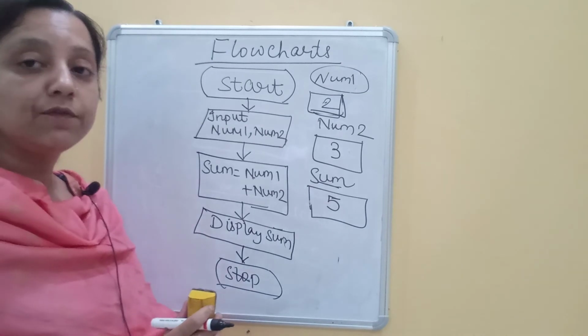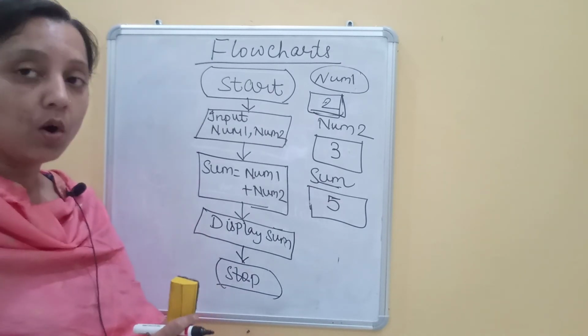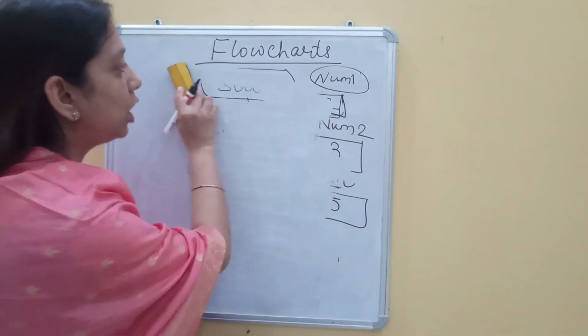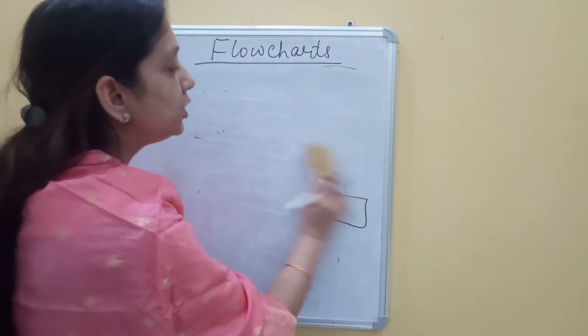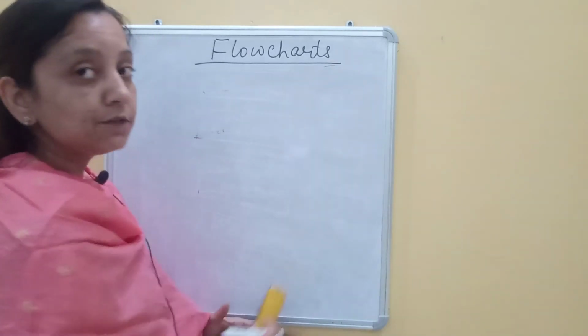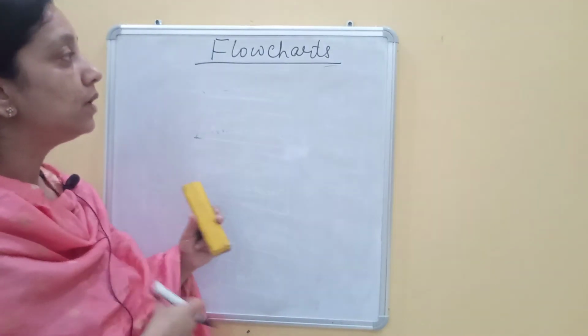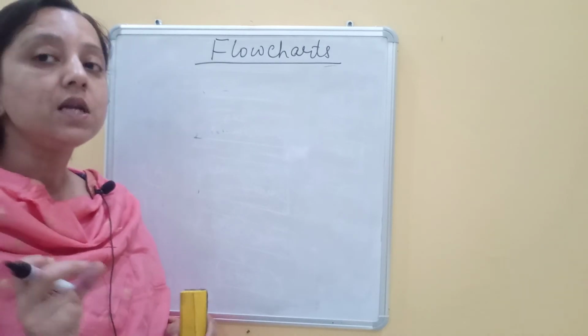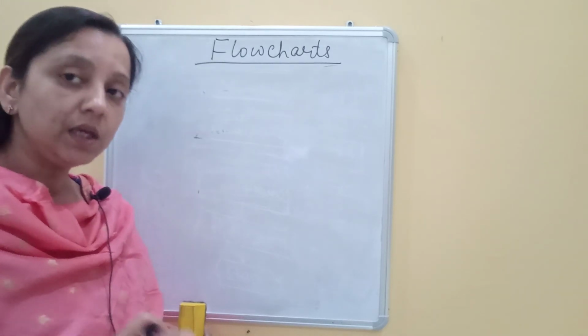So this is a basic flow chart for finding out the sum of two numbers. Now we will see one more flow chart over here, which involves decision making. This flow chart involves decision making. Here I want to say that I am interested in finding all the even numbers which are less than 300.